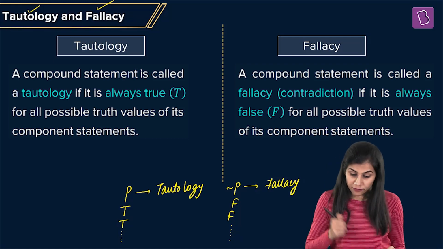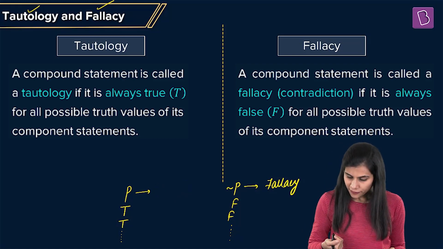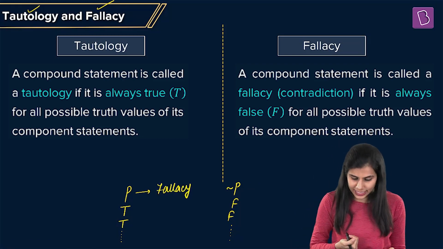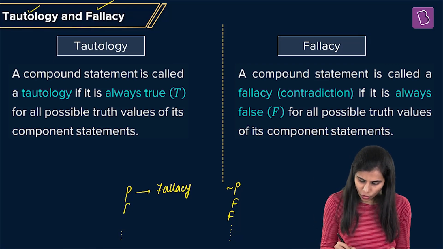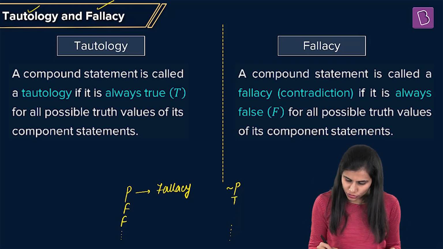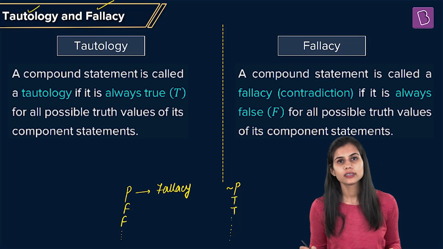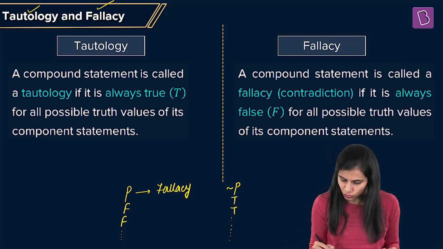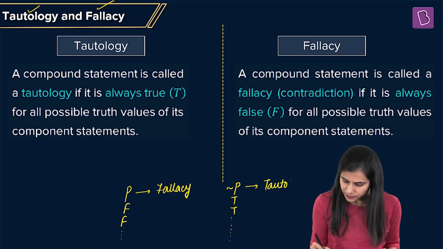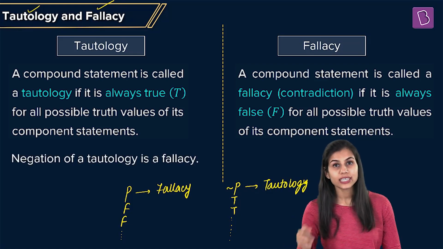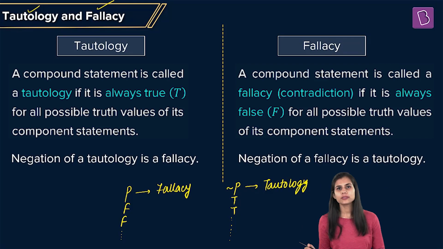Right? Similarly, if P would have been a fallacy, then throughout the truth table, its truth values would have been false, false, false, false, right? So negation P would have been true, true, true, true, and so on. So if P is a fallacy, that means throughout it is false. Negation P throughout will be true. So negation P will be a tautology. So keep in mind, whenever a statement is a tautology, its negation is a fallacy. And whenever a statement is a fallacy, its negation will be a tautology. Right?